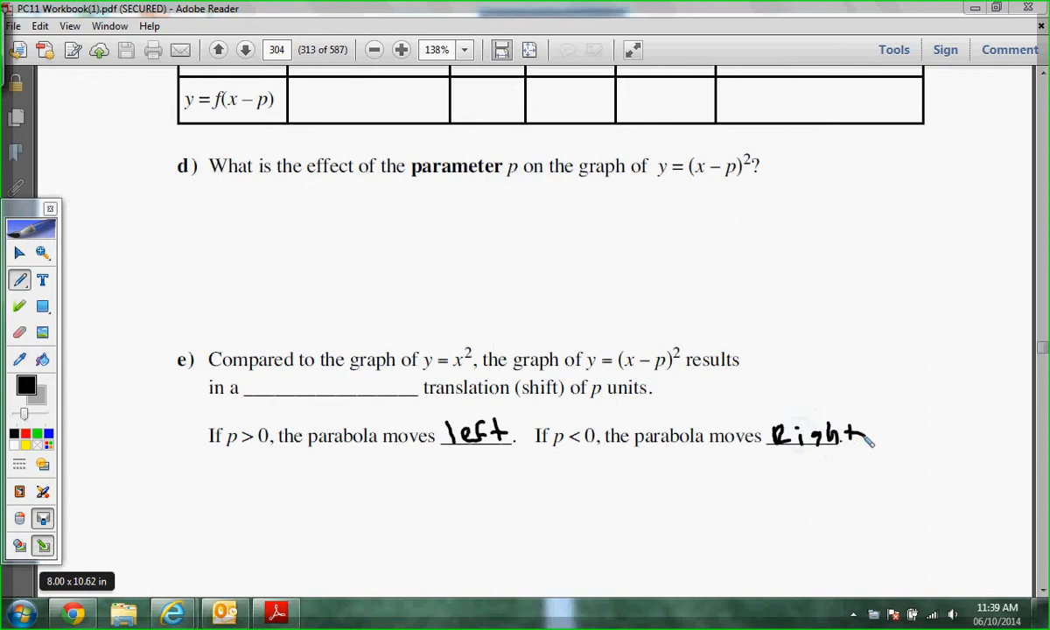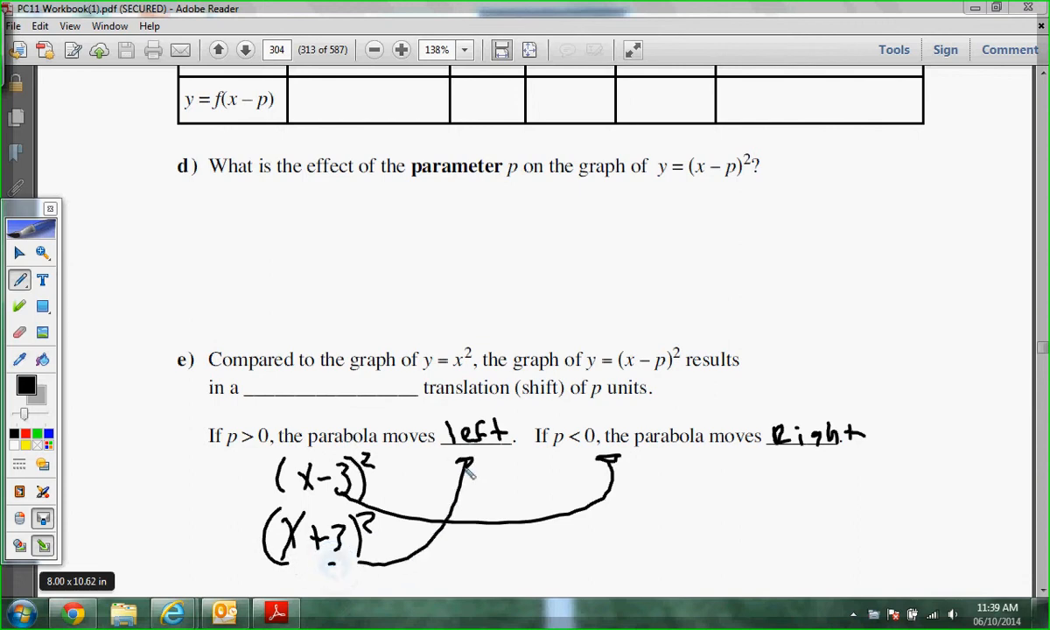So what I'm saying by that, just because I'm doing it a little bit differently than the book, if you have x minus 3 squared, that to me is less than 0. Okay, so we're moving right. If I have x plus 3, we're moving opposite. We're moving left 3. That's how I'm translating that for you.